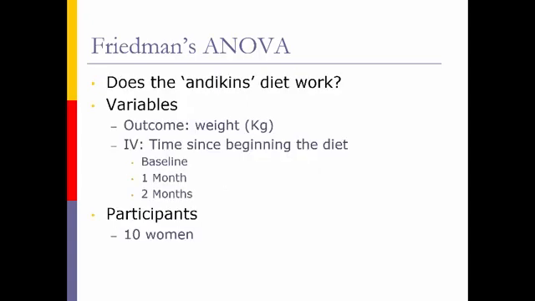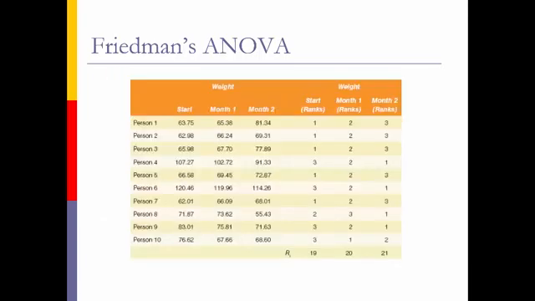So we'll look at a real basic example. Does the Atkins diet work? I changed it from what the actual name is, because I don't want people to get offended. So we have 10 women, because those are the only people that generally worry about their weight. And we're going to look at the time since they began their diet, their baseline, 1 month and 2 months, to see if the diet does work. So here is our weight by person, and by start, month 1 and month 2, and the data is ranked.